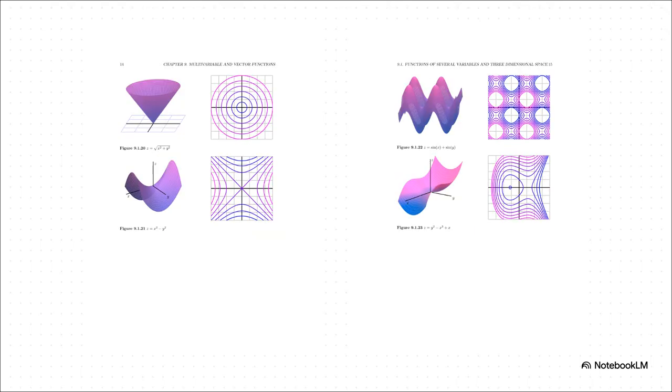Now check these two out. On the top, a cone. Its map is also circles, but notice how they get closer and closer together? That tells you the slope is getting steeper and steeper. Then below it, we have this wild saddle shape. Its map isn't circles at all. It's these intersecting curves. Two totally different shapes, two completely unique 2D fingerprints.